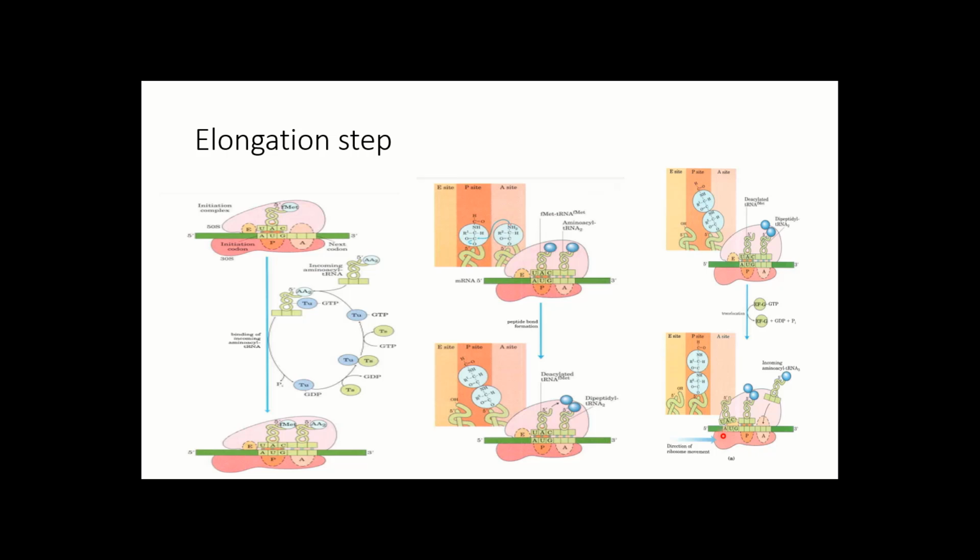And the tRNA which was carrying the amino acid earlier will be removed when it comes to the exit site. So this is the entire event: in the first step, incoming of the amino acid tRNA; in the second step, the peptide bond formation; and in the third step, the translocation event. These three events occur in the elongation step of translation.